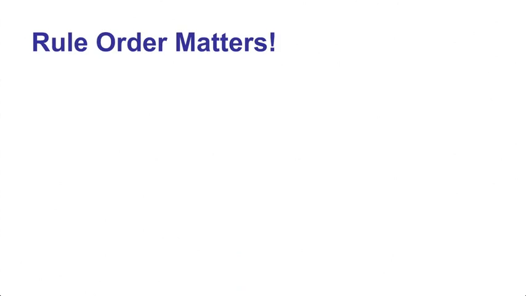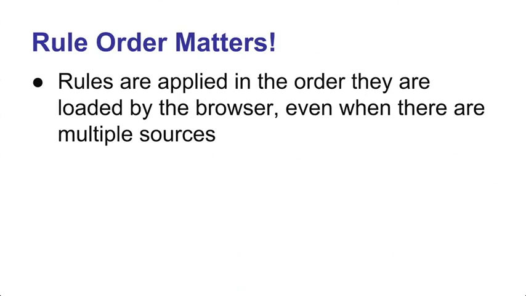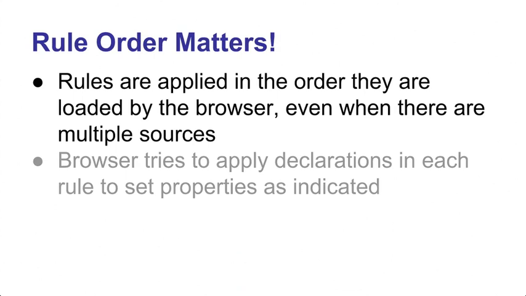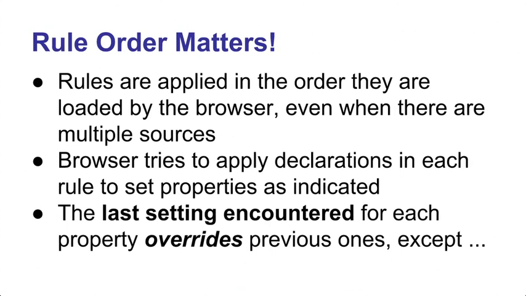The rule order law is how we expect cascading to work. Rules are applied in the order they are loaded according to the style sheet hierarchy. With each rule, the browser sets the properties as requested, the effect being that the last declaration for a given property always wins, overriding the ones that precede it. However, there is an exception that takes higher priority.